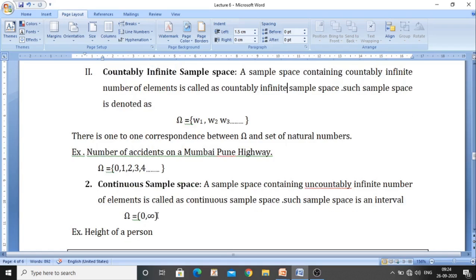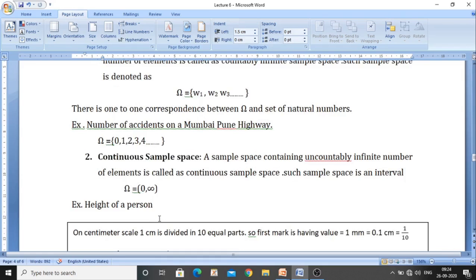Now come to the continuous sample space. A sample space containing an uncountably infinite number of elements, that means we cannot count it, is called a continuous sample space, and such a sample space is always written in terms of an interval. So omega is equal to 0 to infinity, or it may be minus infinity to plus infinity also.